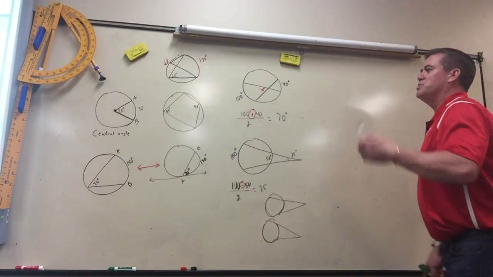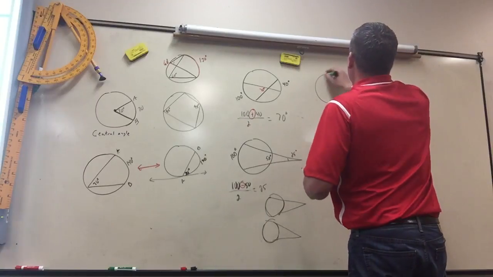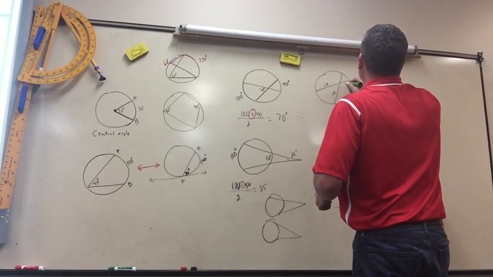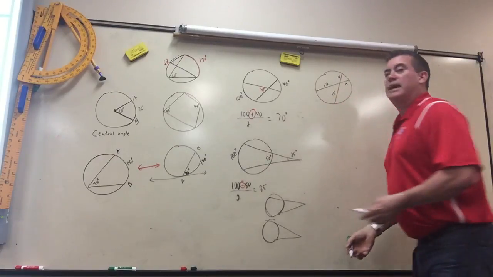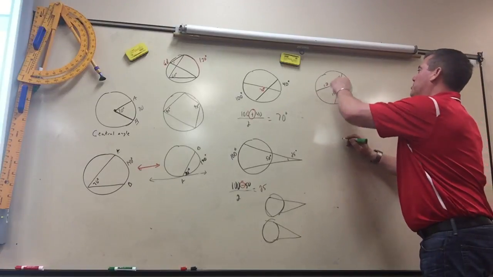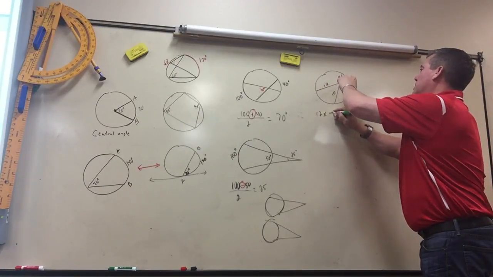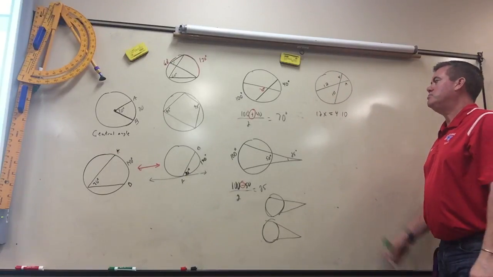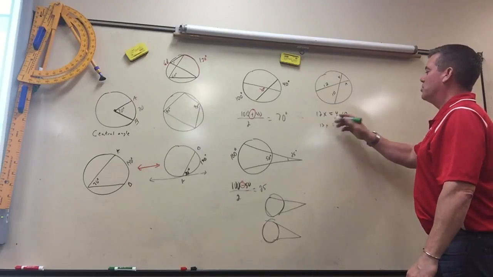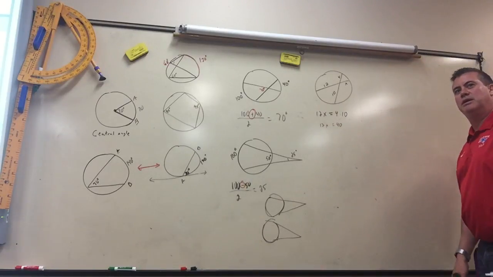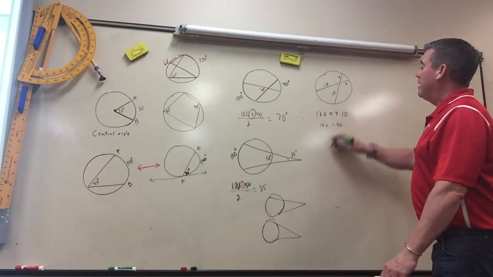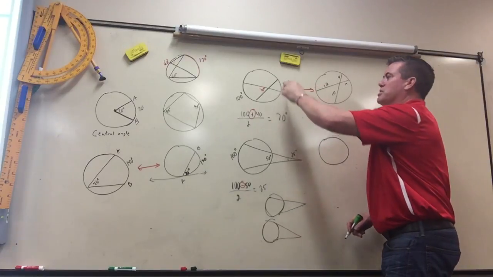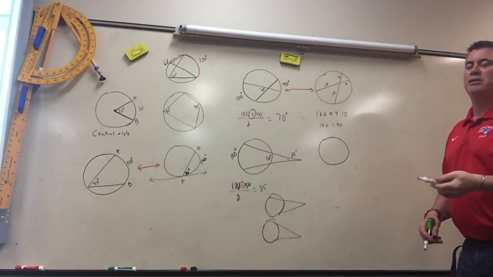Then yesterday's assignment was finding the lengths of chords, or missing pieces. Okay, if it's inside, you take the piece times the piece equals the piece times the piece. Okay, and then you solve it. 12x equals 40, so divide by 12, and that'd be 3.3 repeating. If it's outside, so these two pictures look similar. The difference is here you're looking for angles, here you're looking for segment lengths.